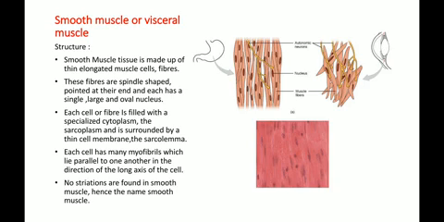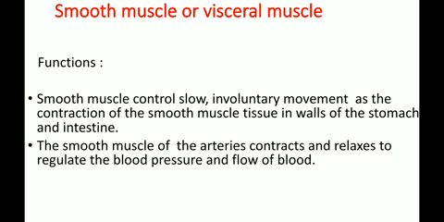That's why the smooth muscle is sometimes called unstriated muscle, smooth muscle or visceral muscle. Now the functions of the smooth muscle or visceral muscle. Smooth muscle controls slow involuntary movement, such as the contraction of the smooth muscle tissue in the wall of the stomach and intestine. The smooth muscle of the arteries contracts and relaxes to regulate the blood pressure and the flow of blood.